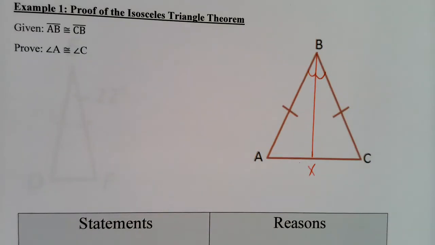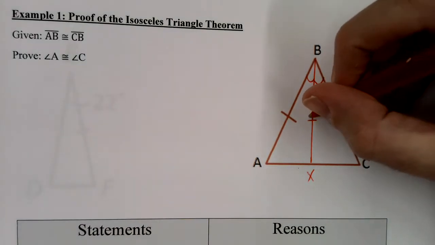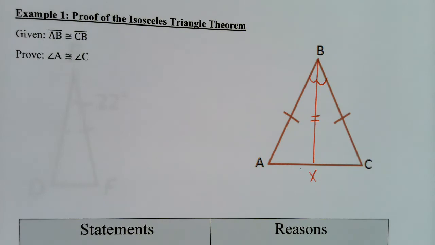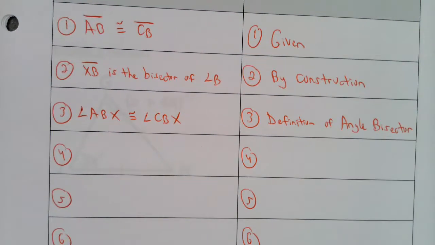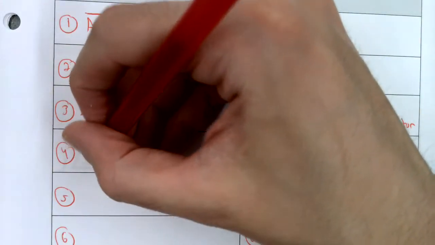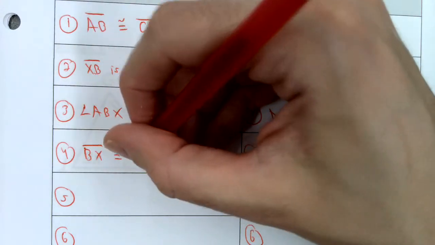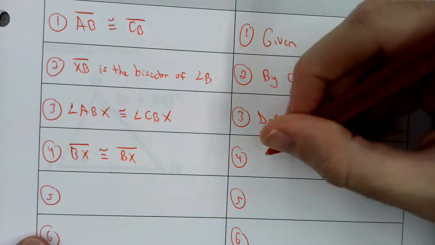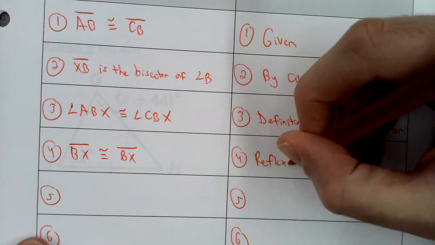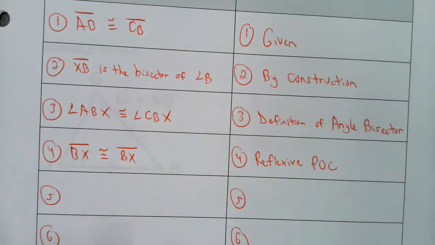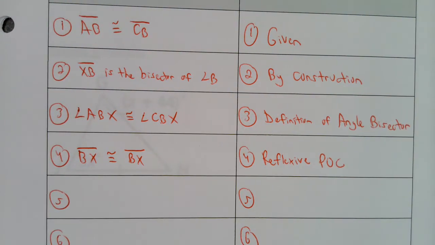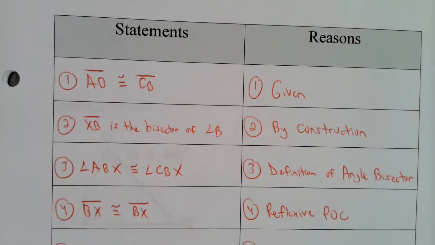Here's what I'm going to say next. I'm going to say that segment BX is congruent to segment BX. Reflexive property of congruence. And now check this out.